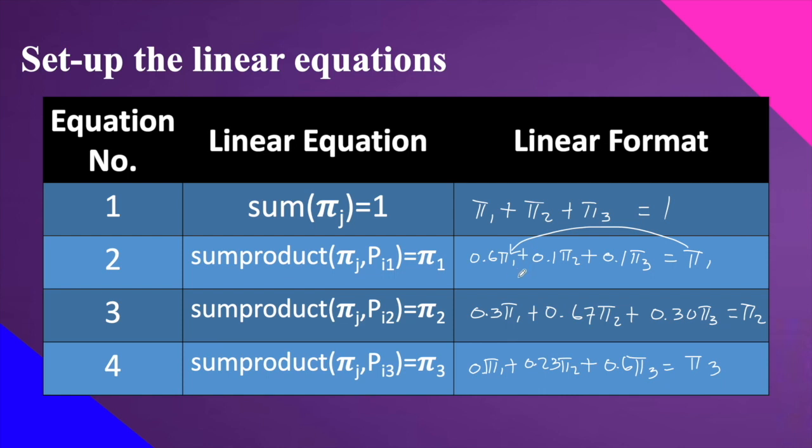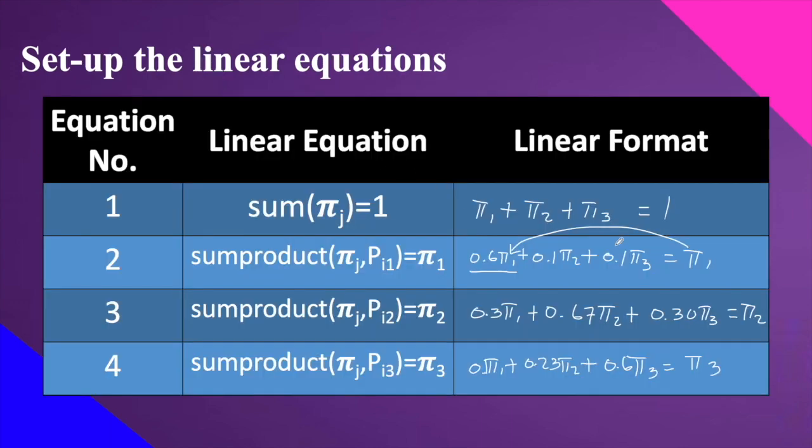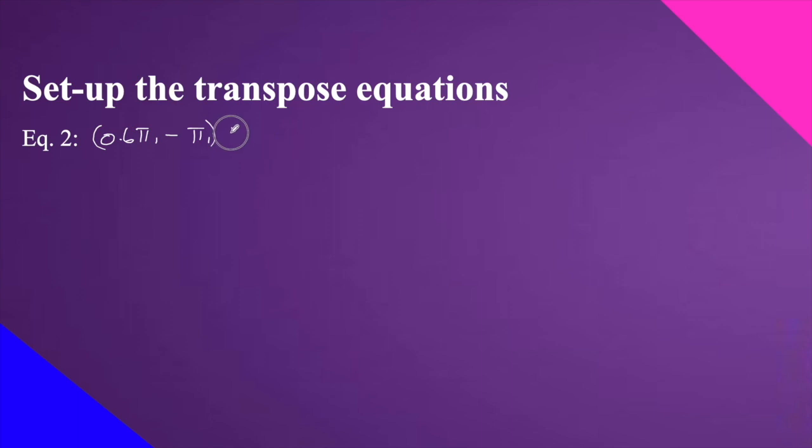Therefore, our equation number 2 will be 0.6 pi sub 1. Let's write it here. 0.6 pi sub 1 minus pi sub 1. Dahil nilipat na po natin. Okay? Then, let's copy yung natira. Plus 0.1 pi sub 2 plus 0.1 pi sub 3 equals 0. Wala na dito dahil nga nilipat na po natin. So, that will be our equation number 2.